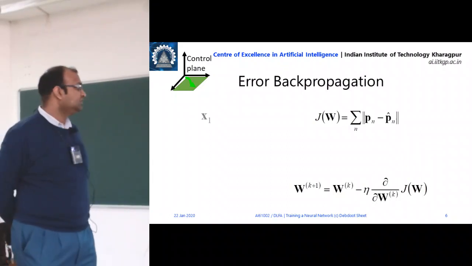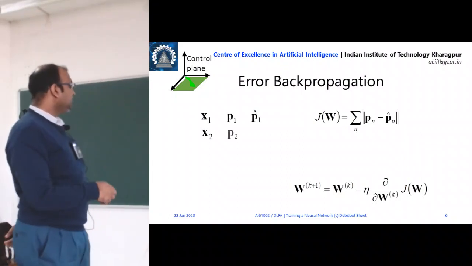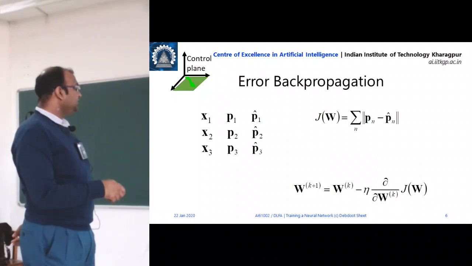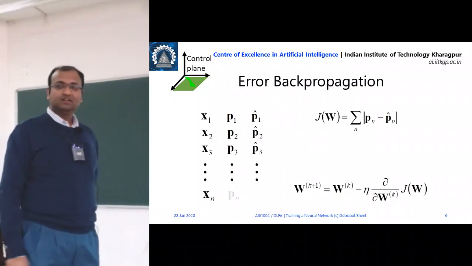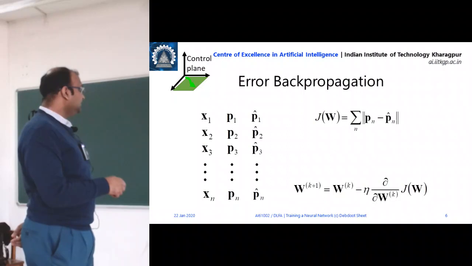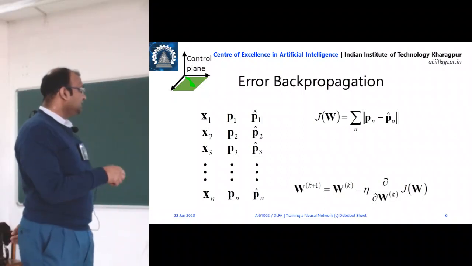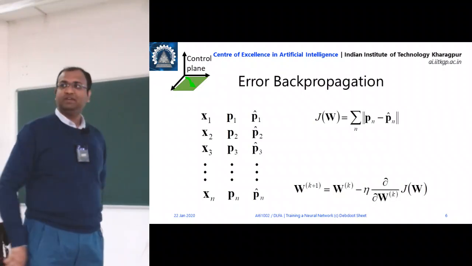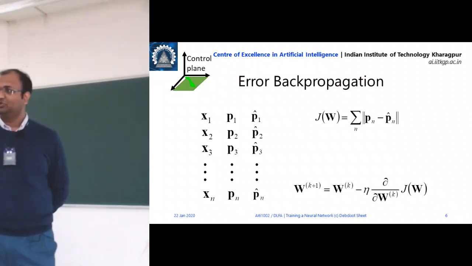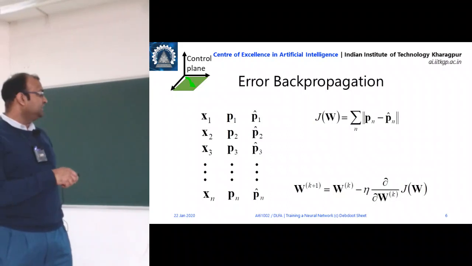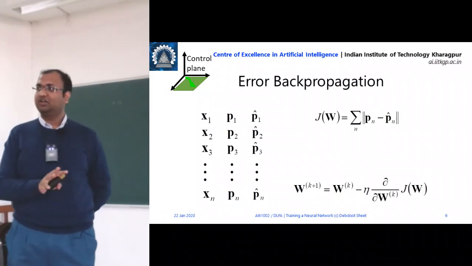Now what this does is that you have this set of x's, p's and p hats which are calculated. How it happens is that in a data set you have this combination of x1 comma p1, x2 comma p2, x3 comma p3, xn comma pn, this kind of a thing which is given to you. This is essentially called a data set or a ground truth.